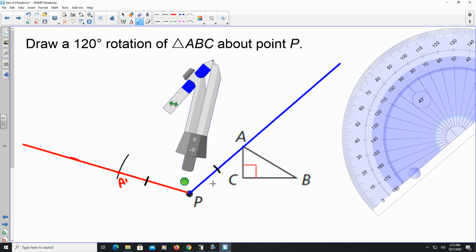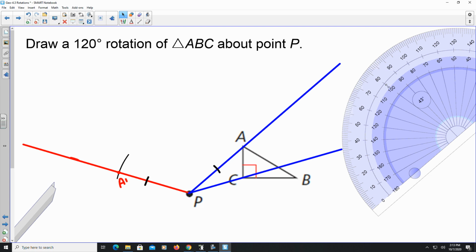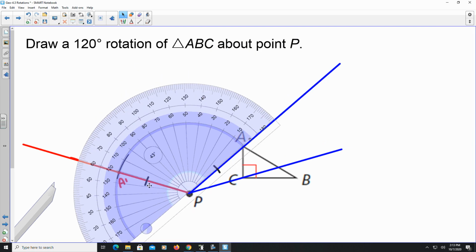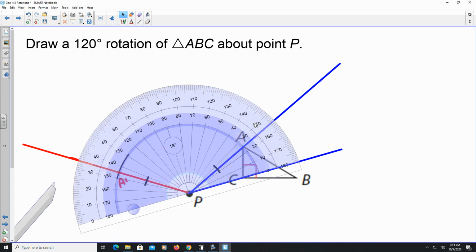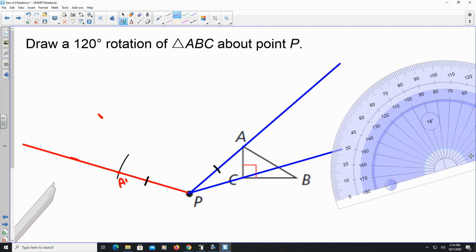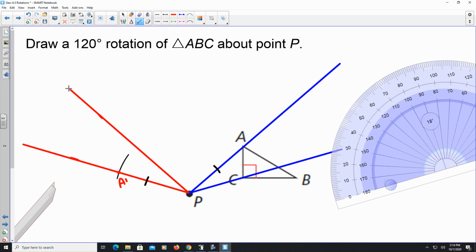So I'll just go blue. I'll look at C, but I'll just extend it. And then move my compass out of the way for the time being. Bring my protractor over. Move this over here. Find myself 120 degrees, which is right there. Move this off to the side. And now I'm going to take my straight edge, which is red. And then I go over here.